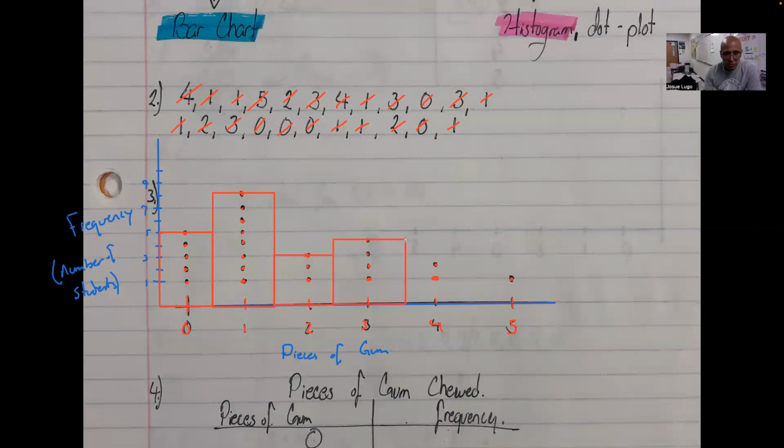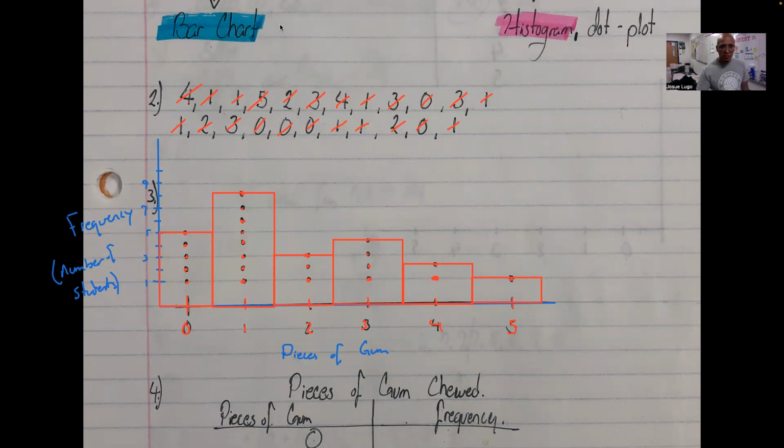3 happens 4 times. 4 happens 2 times. And 5 happens one time. So as you can see, ladies and gentlemen, this is a histogram. It is a lot like a bar chart, but one thing you need to know: the bars are touching. The bars are touching because remember, this is a numerical variable.